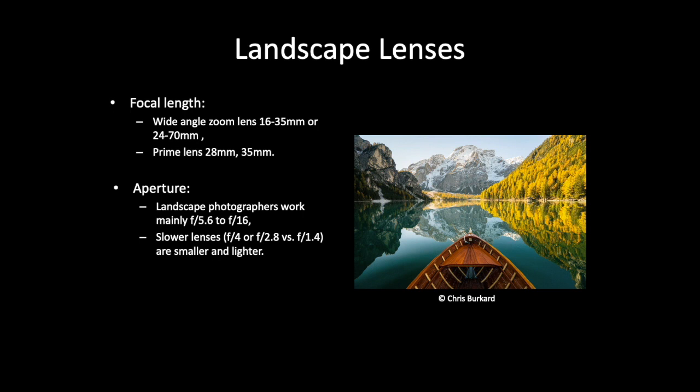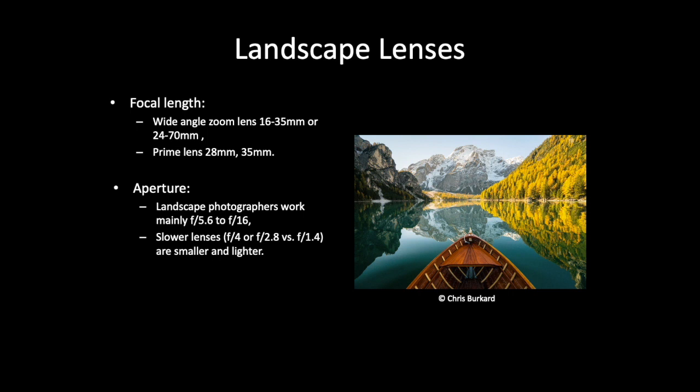The prime lens, you are going to get sharper images, but you are going to be more limited in how you can frame your shot. And prime lens, you have 28 or 35mm. If you go lower than 28, for example 14mm, you start having obvious distortions.